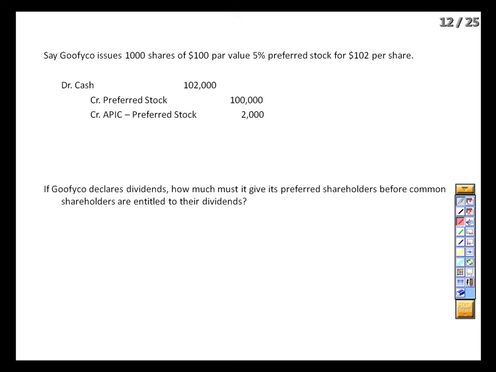How much do we need to give our preferred shareholders in dividends before we can pay our common shareholders anything? 5% tells us the dividend payout, and each share will receive a $5 dividend next year. We've got $100,000 of preferred stock outstanding, a 5% dividend rate. That means that the first $5,000 of dividends each year get paid to the preferred shareholders.